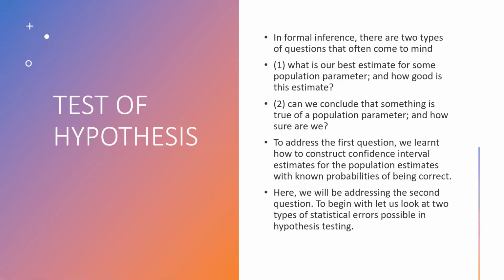So lesson 9B, we want to look at test of hypothesis. For statistical inference, there are two types of questions that often come to mind. The first question is, what is our best estimate for the population parameter? So we want to know the population variance, the population standard deviation. We want to look at the population mean.